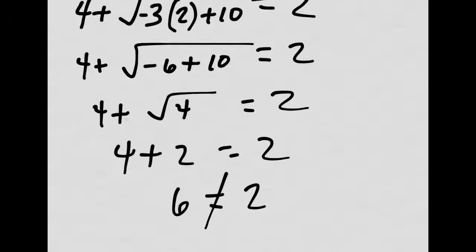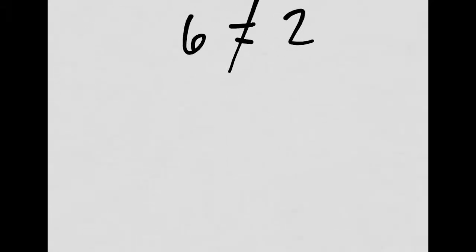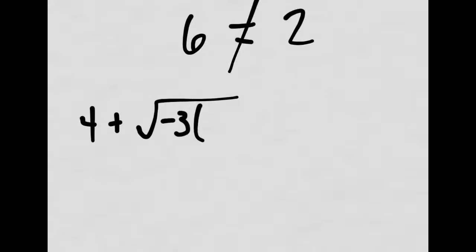That's not right. No check mark. So then we got to check 3. 4 plus the square root of negative 3 times 3 plus 10 is equal to 2.